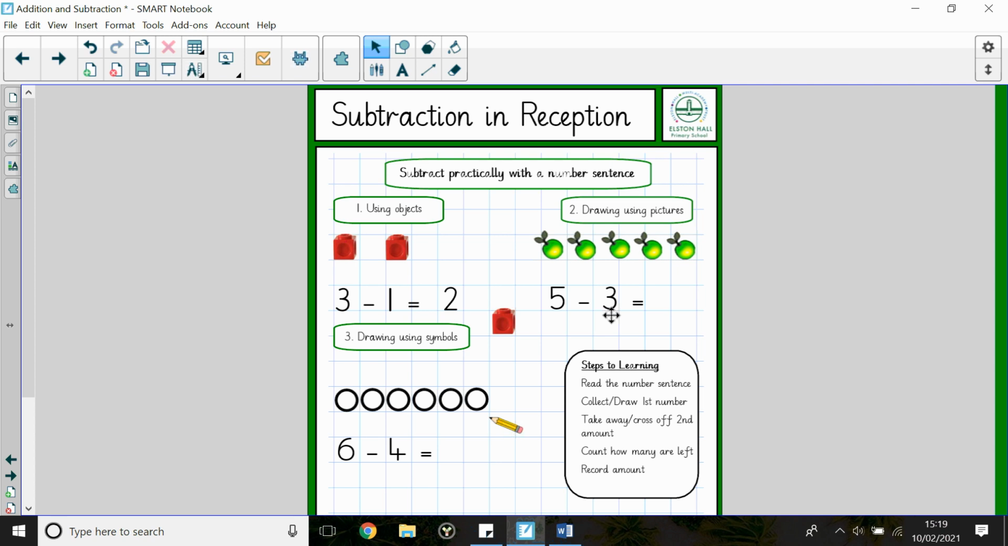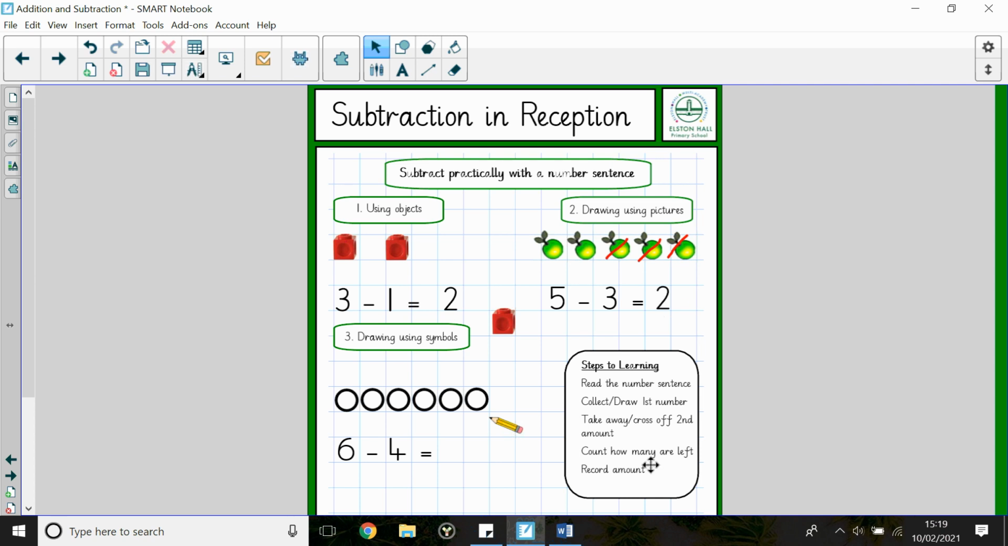Now, as we're using pictures, we're unable to physically take away an amount, so we must subtract by crossing off 3 apples. To begin with, we start at the end of the line and count until we get to 3. 1, 2, 3. My next step will be to count how many apples I have left. 1, 2. I have 2 apples left, which I then record in the number sentence as my final step to learning. 5 subtract 3 equals 2.